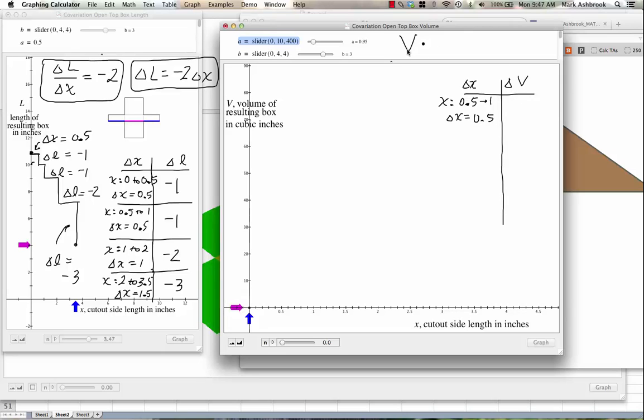And what was our volume formula? 8.5 minus 2x, times x. Find the corresponding change in V. Go. We're going to go from 0.5 to 1, and we're going to find the corresponding change in V.